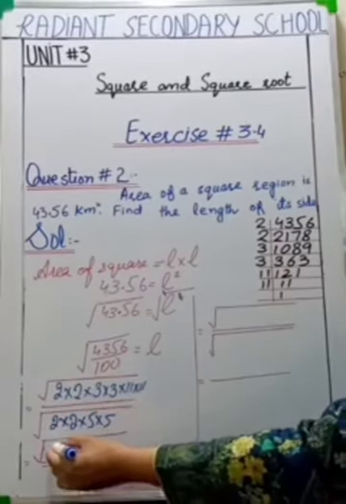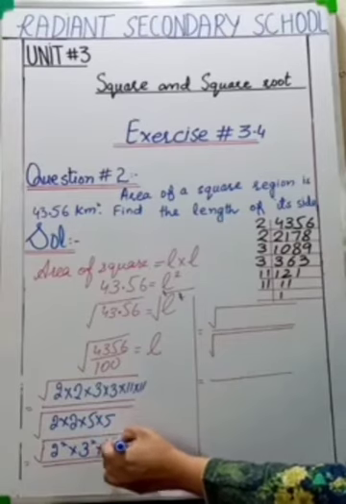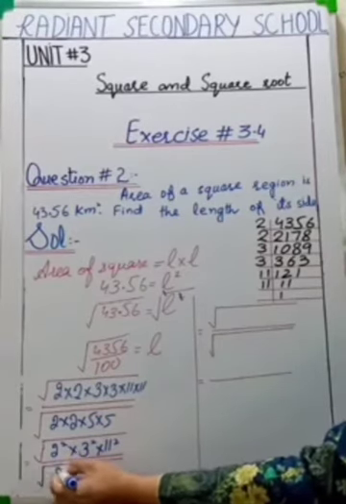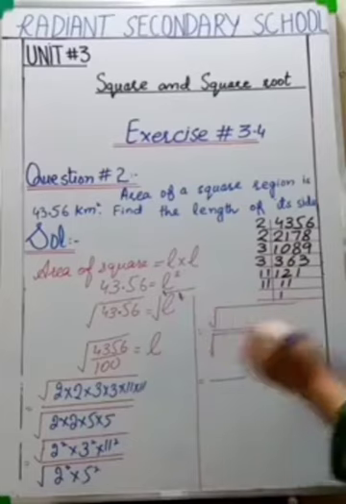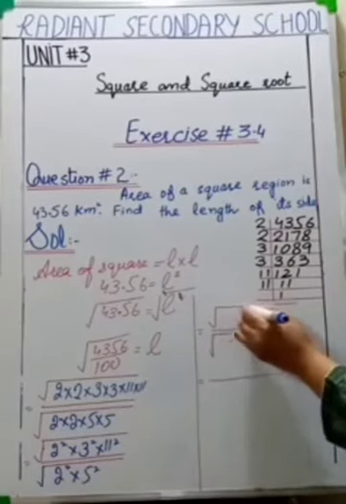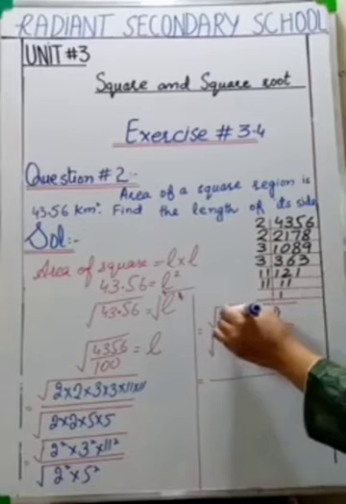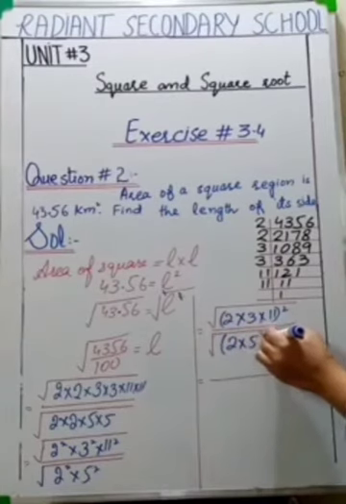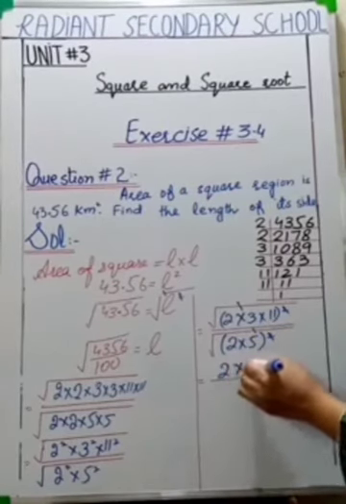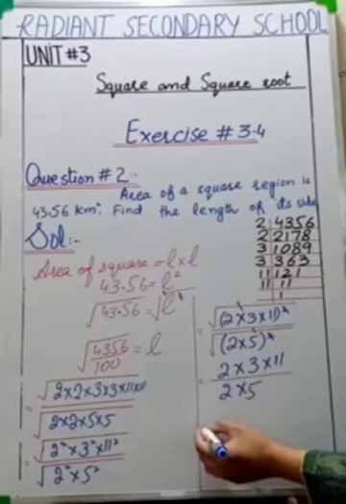Now in the next step, write them in the square form. 2 square into 3 square into 11 square over 2 square into 5 square. In the next step, you will take square as common. So it will be 2 into 3 into 11 on the whole square, and then 2 into 5 on the whole square. Root will be cancelled with square, and we are left with 2 into 3 into 11 over 2 into 5. Now multiply the factors.